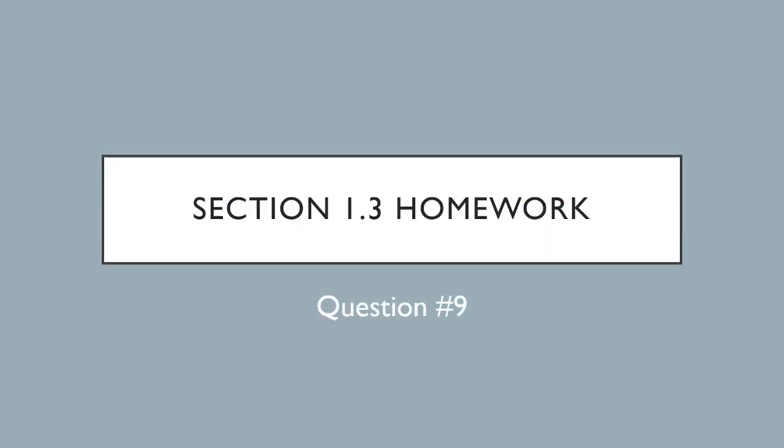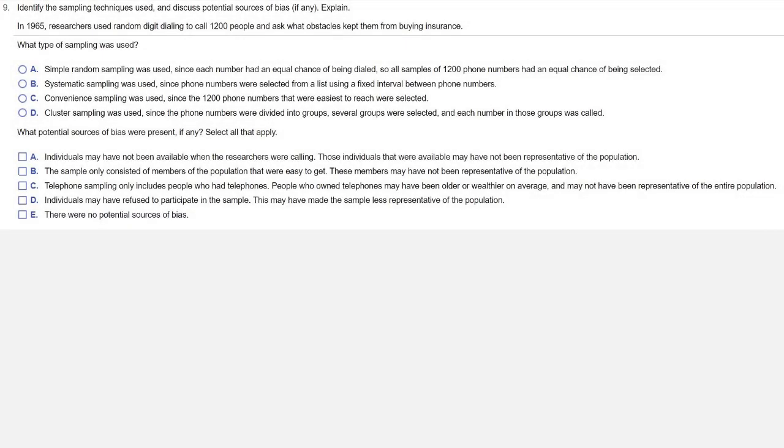We're looking at homework from section 1.3. This is question number 9. Identify the sampling techniques used and discuss potential sources of bias, if any. Explain. In 1965, researchers used random digit dialing to call 1,200 people and ask what obstacles kept them from buying insurance. So, what type of sampling was used?